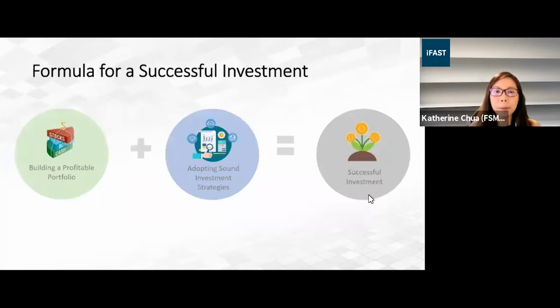To be successful in your investments, it's important to have a roadmap to know where you are trying to invest and what you are trying to achieve, and then build a portfolio around those investment goals. Also, having very sound investment strategies, like reviewing your portfolio regularly, or taking profit, cutting losses, rebalancing, and so on, would bring about more successful investing. It's easier said than done. I will share more over the next few slides.